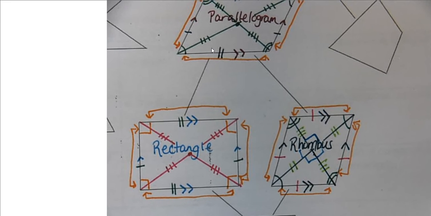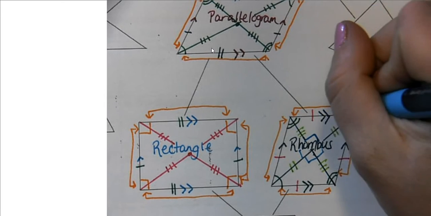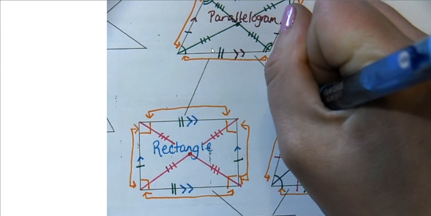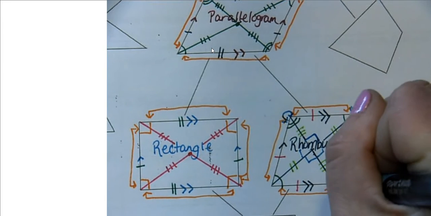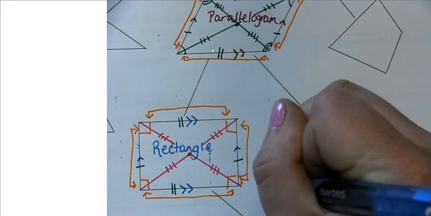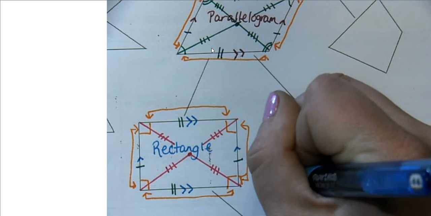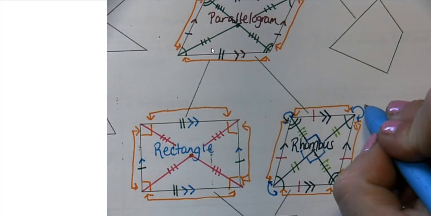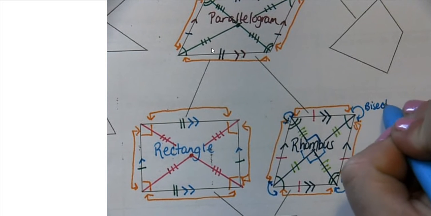The next thing I want to make sure that I talk about is that the diagonals bisect the opposite angles. So I'm going to do these arrows to indicate that the diagonals bisect the opposite angles. So those angles have been bisected by the diagonals.